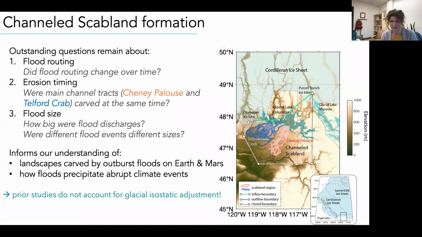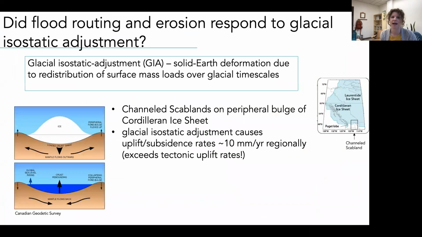Previous studies that have tried to answer these questions have not accounted for glacial isostatic adjustment. I'm going to ask whether incorporating this process can help us answer some of these outstanding questions. As a review, glacial isostatic adjustment refers to solid earth deformation due to the redistribution of surface mass loads as ice sheets grow and melt over the ice age.